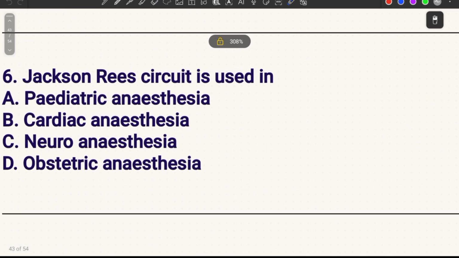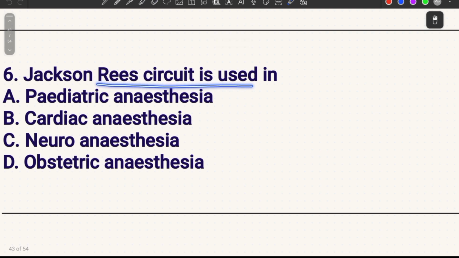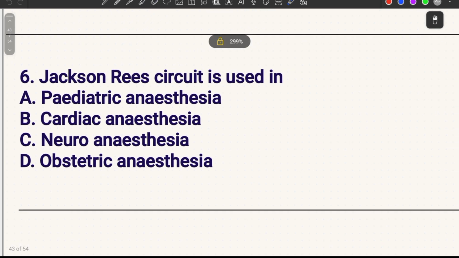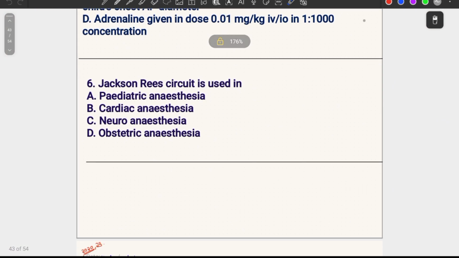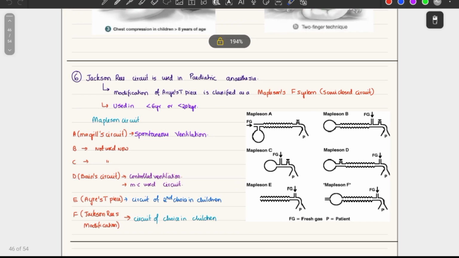Sixth question. The Jackson-Rees circuit is used in. Jackson Rees, is it adult or pediatric? Yes, it is pediatric. So it is used in pediatric anesthesia. So you have to remember Jackson-Rees. The Jackson-Rees circuit is used in pediatric anesthesia.